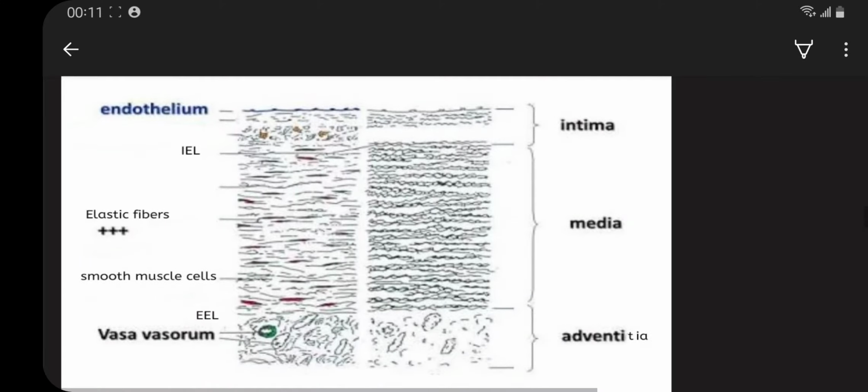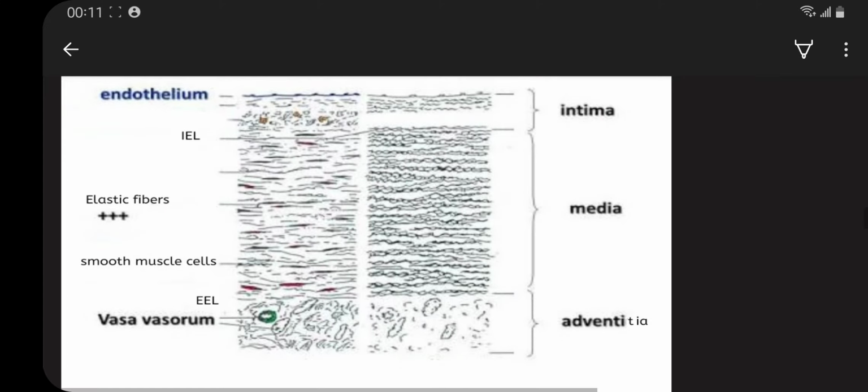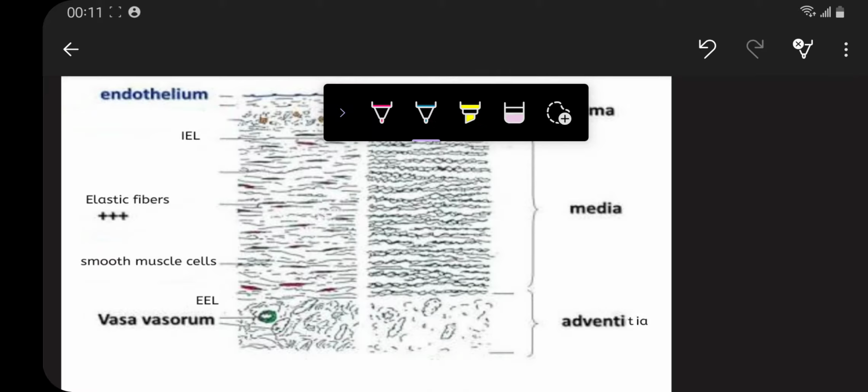Now for their structure, what is special about them? As you can see, we have the three layers. Now the special part is actually the media, the tunica media. I said earlier that we have smooth muscle cells and elastic fibers. These elastic arteries have way more elastic fibers than they do smooth muscle cells. So yeah, now this is super important.